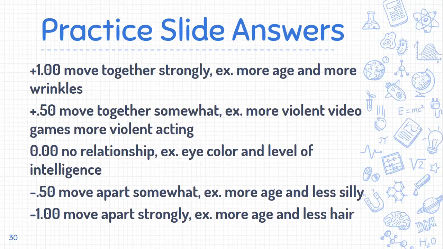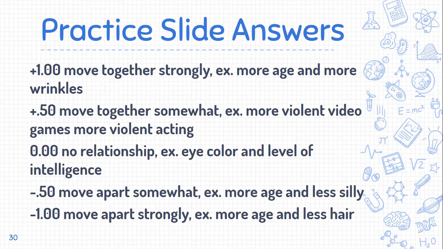Zero would be, like I said, eye color and intelligence. No relationship there. Negative 0.5, moving apart somewhat. This is what I was going to say. The more age and the less silly, right? So if I do your age and silliness, usually younger kids are way more silly. And this is why it's negative, because they're moving in opposite directions.